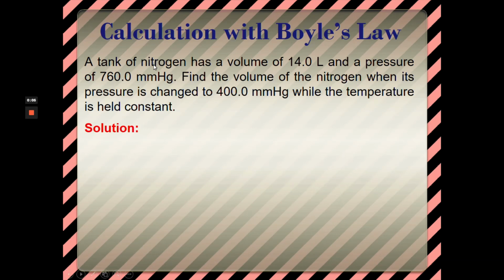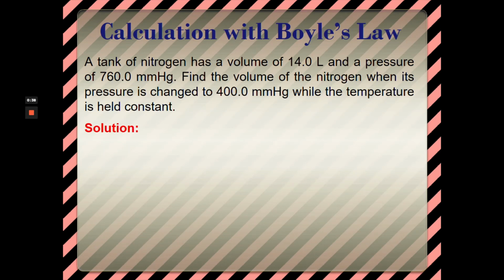Now let's see the calculation with Boyle's law. A tank of nitrogen has a volume of 14 liters and a pressure of 760 millimeters of mercury. Find the volume of the nitrogen when its pressure is changed to 400 millimeters of mercury while the temperature is held constant. First of all, take out the information given in the question, so it will be easier for you to see what is given and what you need to find.